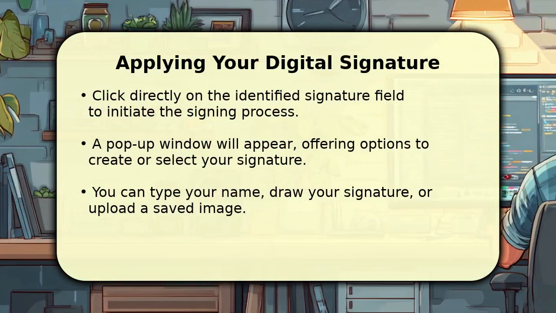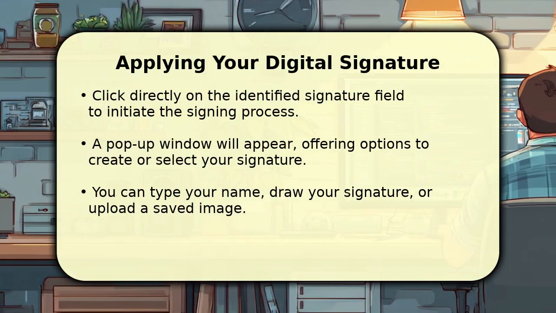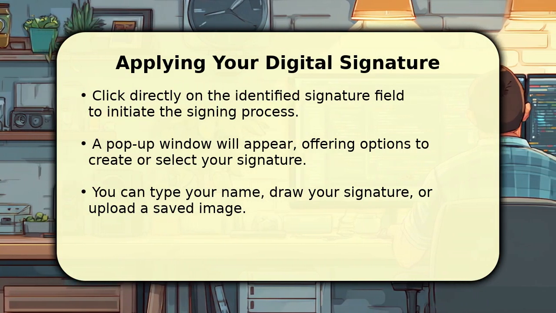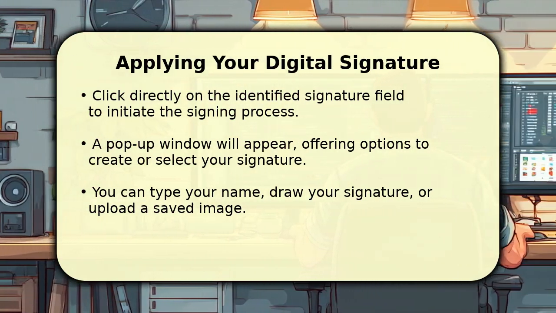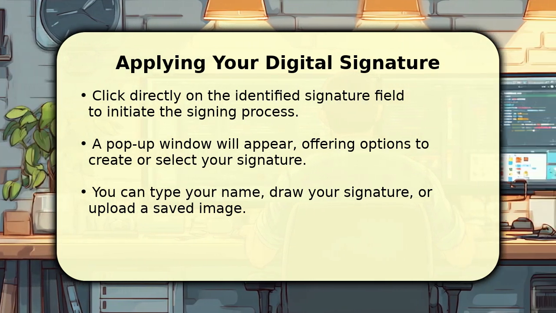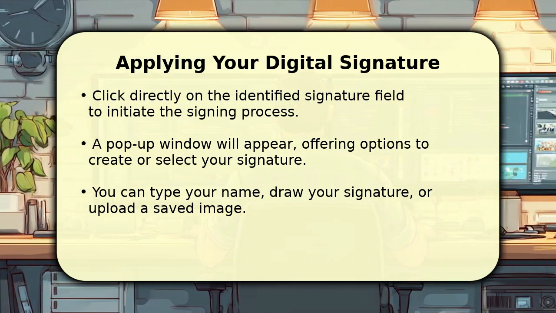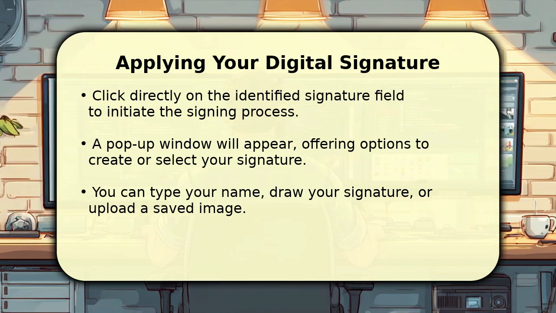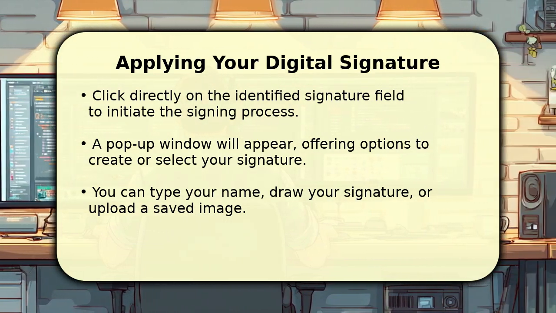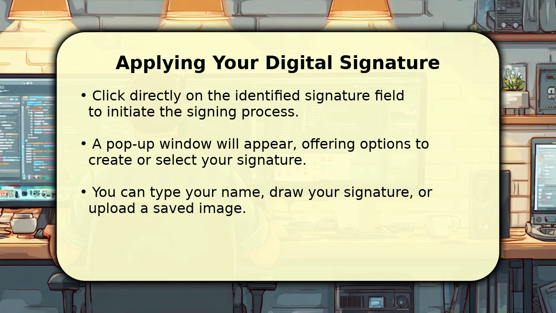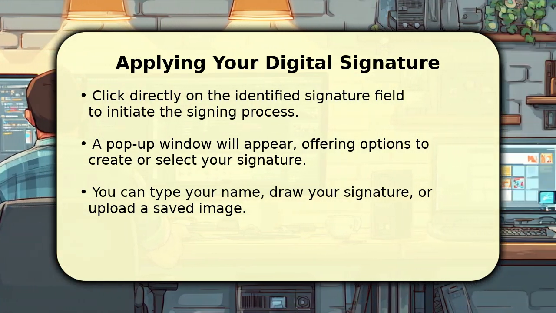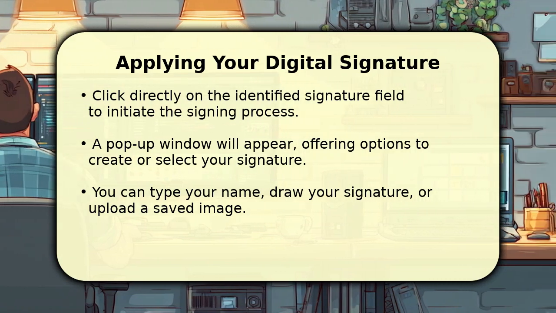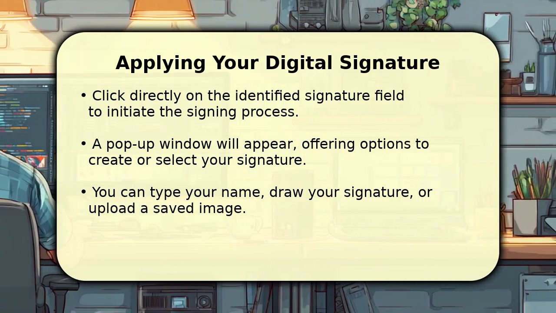Once you have found a signature field, simply click on it with your mouse. A dialog box will then open, presenting you with a few options for applying your signature. You might choose to type your full name, allowing Kofax to generate a neat signature for you. Alternatively, you can draw your signature using your mouse or a touchpad for a more personalized touch. Some systems also permit uploading a pre-saved digital image of your signature. Make your selection, then click Apply or Confirm.